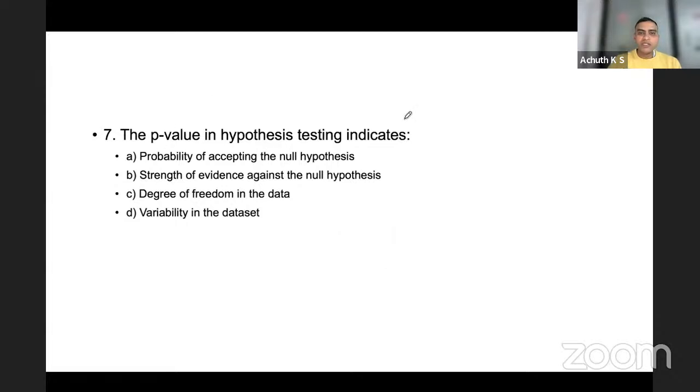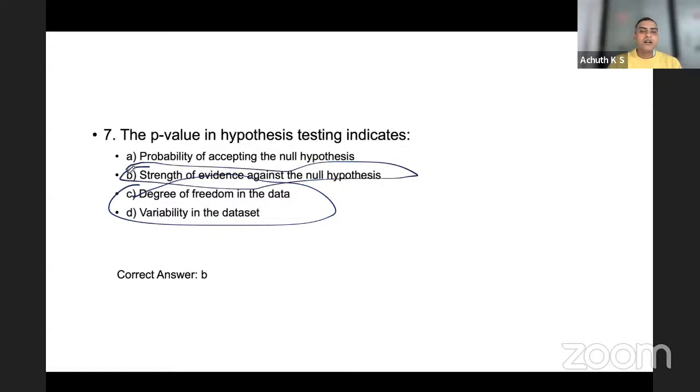The p-value in hypothesis testing indicates the probability of accepting the null hypothesis, strength of evidence against the null hypothesis, degree of freedom, or variability in the data set. Now you get confusion between A and B. These two are not. It is the strength. You are checking the effectiveness of the strength. You're not checking how many times you can accept the null hypothesis. You are thinking how strong I am in accepting or rejecting this null hypothesis. That is what the p-value is all about.